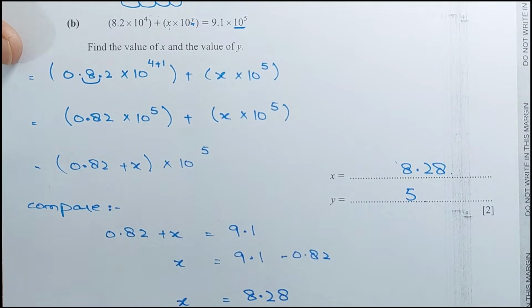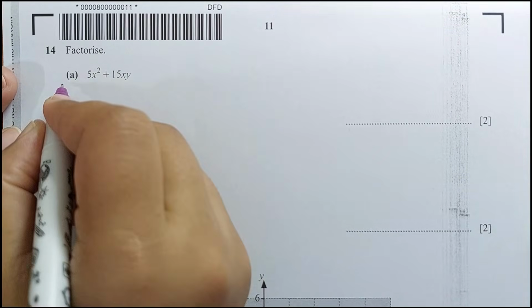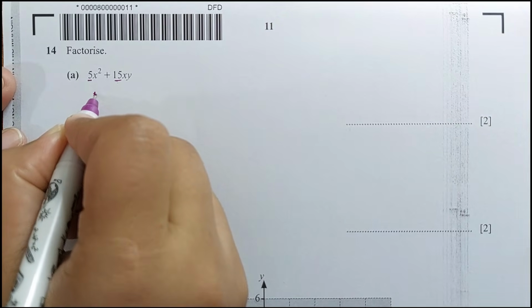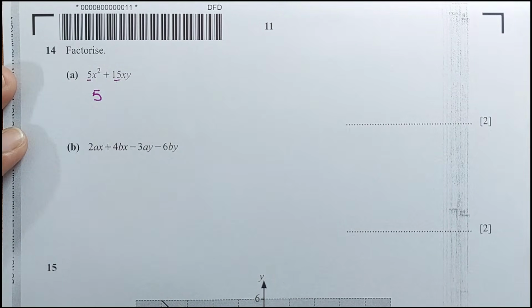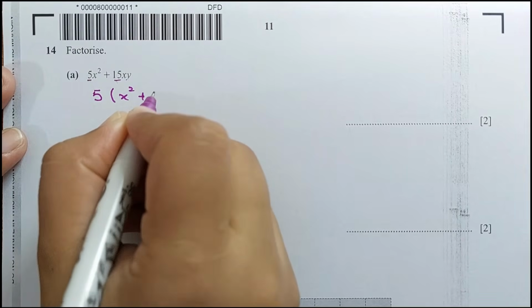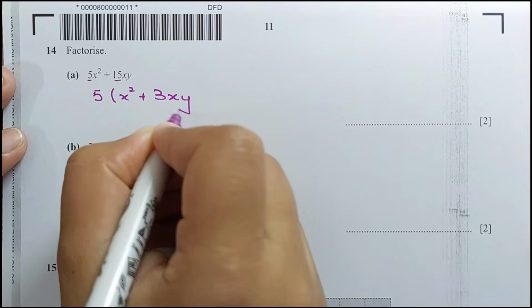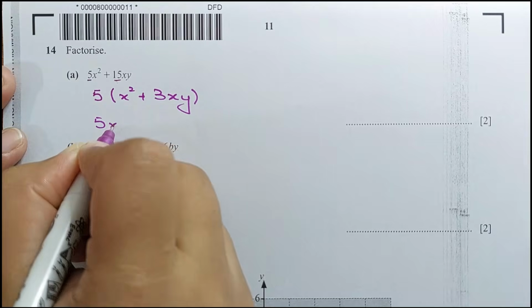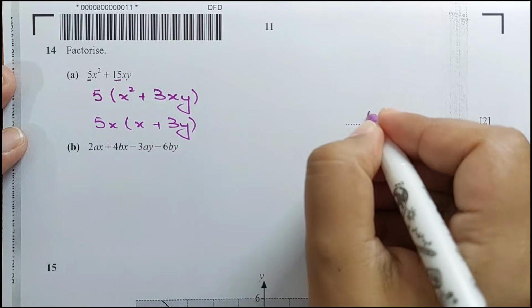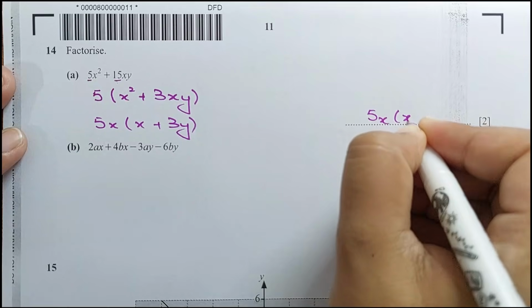All right. Question number 14, factorize part A. Now from 5 and 15, 5 is common. x squared, okay, if 5 is common, keep x squared, and 5 times 3 is 15xy. Now the variable x is common. 5x is common, we are left with x plus 3y. So the factorized form is 5x into x plus 3y.